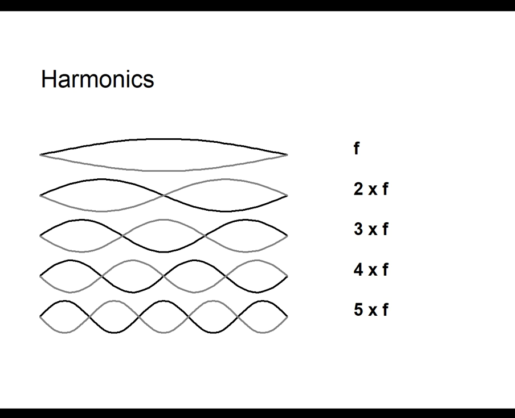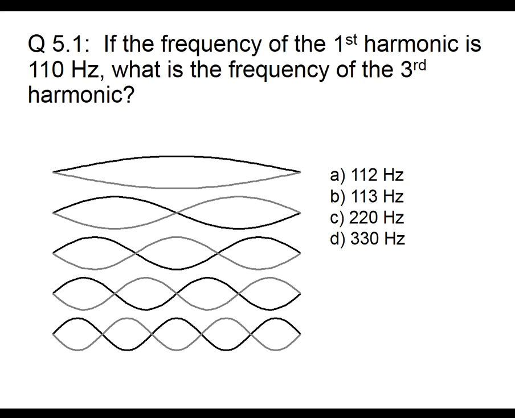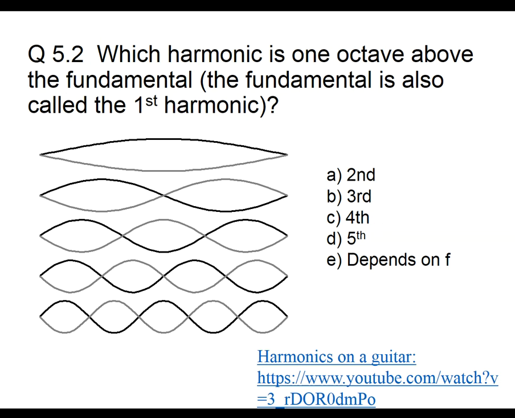Let's try an example to test our understanding. If the frequency of the first harmonic is 110 hertz, what is the frequency of the third harmonic? Go ahead and pause here and check to see which one you think it is. Okay, we're back, and hopefully you saw that if the third harmonic is just 3 times the fundamental frequency, then that should be 3 times 110 or 330 hertz.